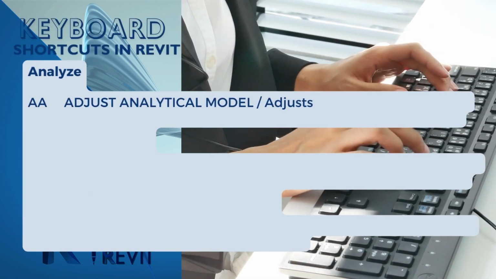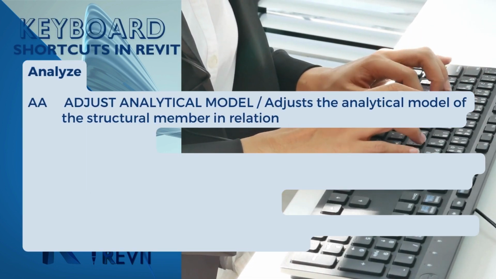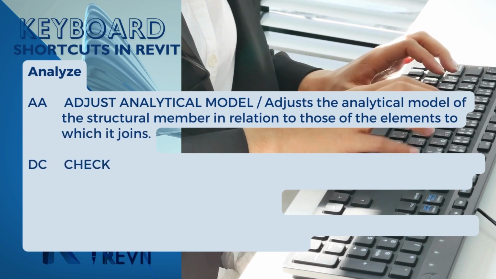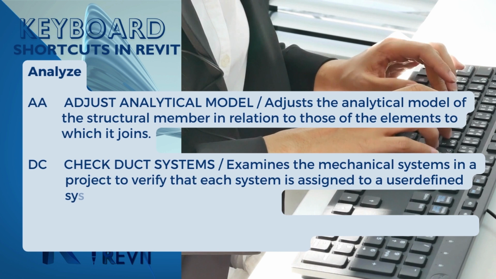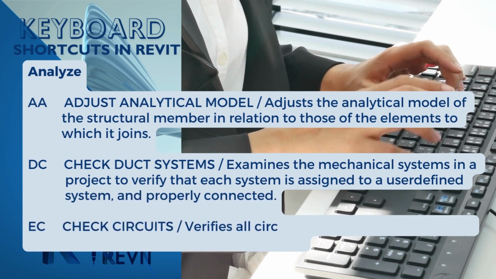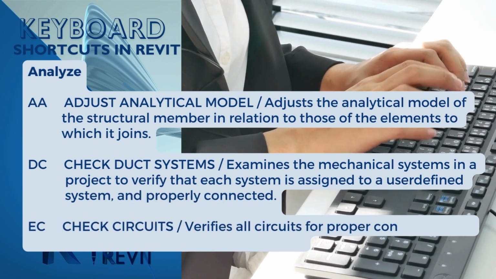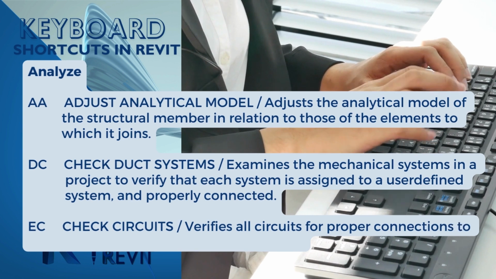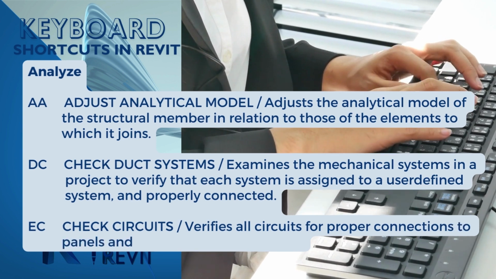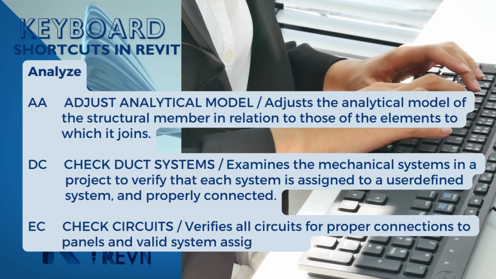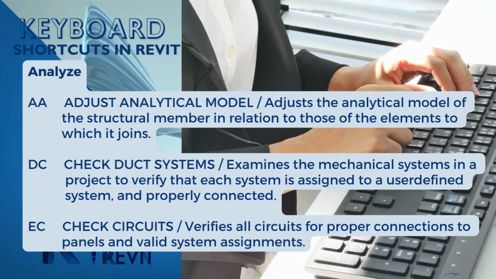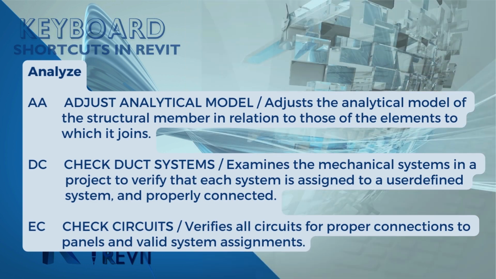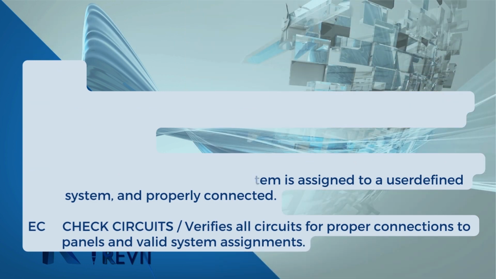Next category is Analyze. AA, Adjust Analytical Model, adjusts the analytical model of the structural member in relation to those of the elements to which it joins. DC, Check Duct Systems, examines the mechanical systems in a project to verify that each system is assigned to a user-defined system and properly connected. EC, Check Circuits, verifies all circuits for proper connections to panels and valid system assignments.